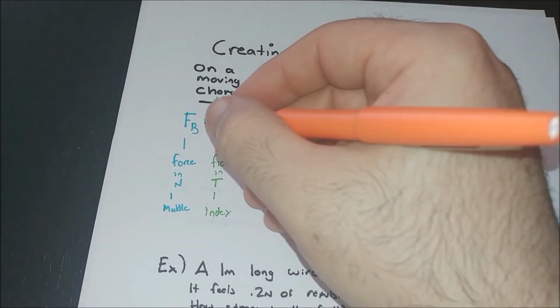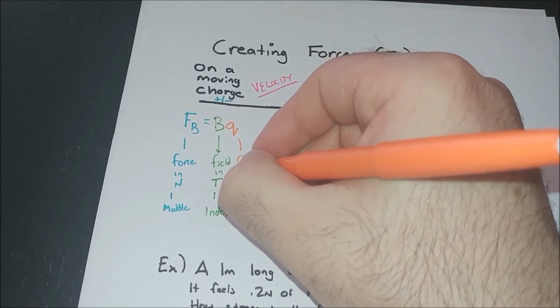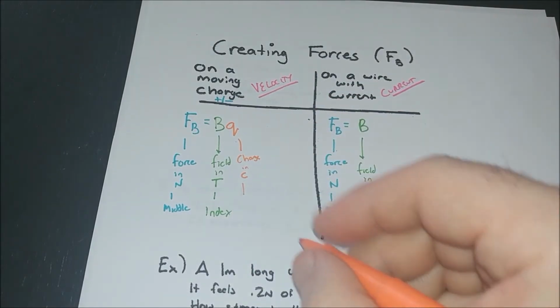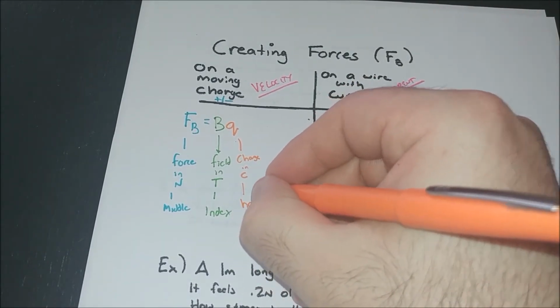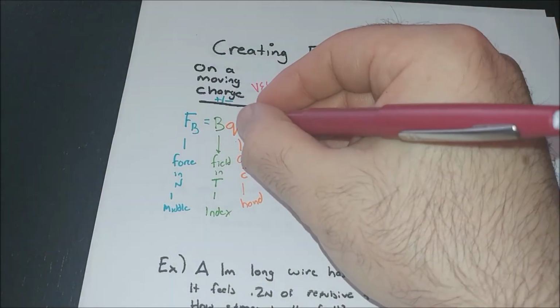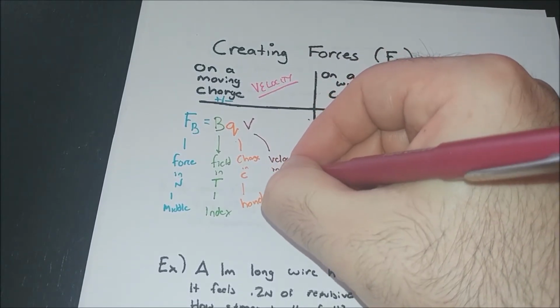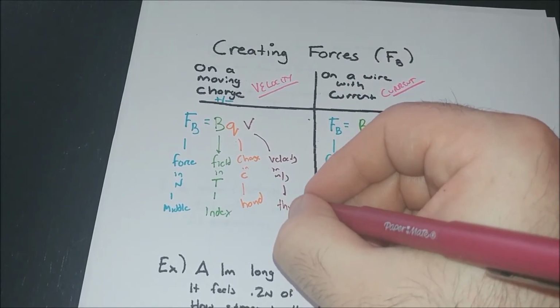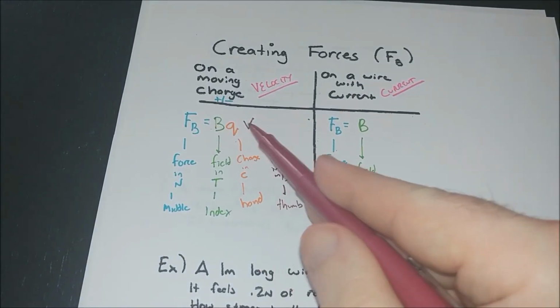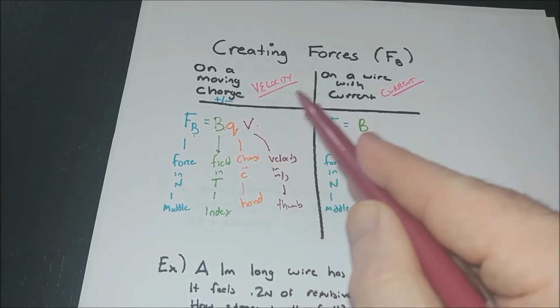Now, for a moving charge, it has to have an actual amount of charge, which is Q, which you know is charge in coulombs, which isn't a finger, but it tells you what hand to use. Positive, you use a right hand. Negative, you use left. And then finally, if it's moving, it's got to have velocity, which is V, in meters per second. And this is, of course, your thumb. So F of B equals BQV. Force equals field times charge times velocity.